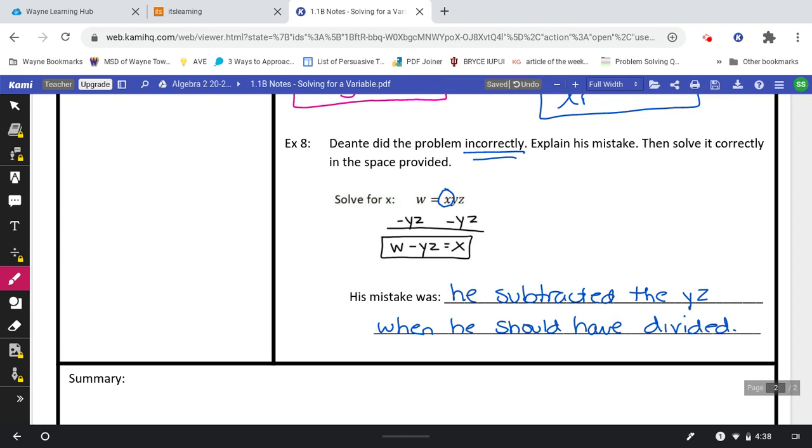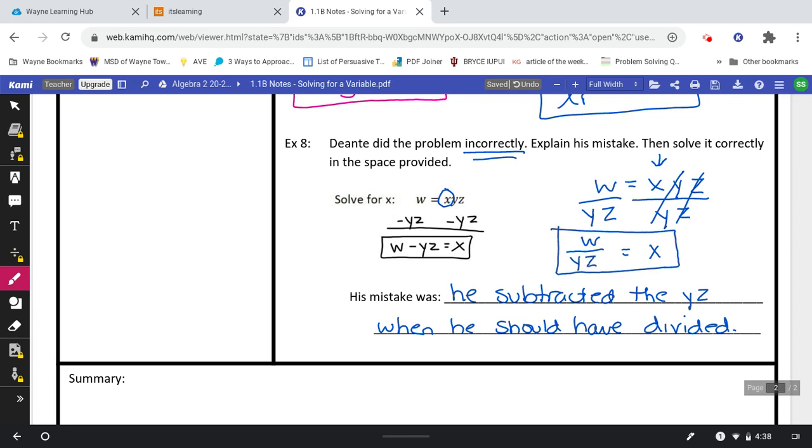Now we can go ahead and solve that correctly. I'm going to rewrite the problem and try to solve for x. I need to get x by itself, and we already know we need to divide. The y's cancel. The z's cancel. My x is by itself on this side. And whatever's on the other side, I'm just going to go ahead and leave it. So Deontay should have got an answer of w over yz instead of w minus yz.